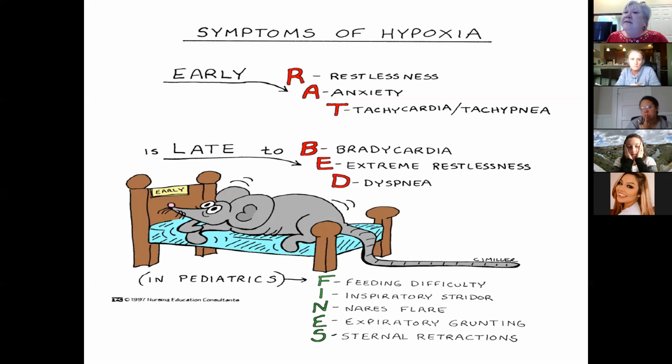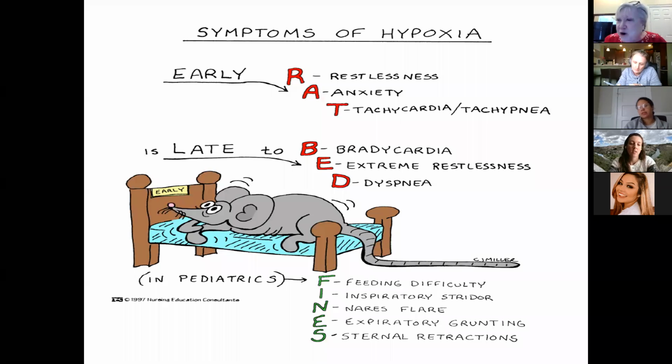Restlessness, anxiety, tachycardia, because they're trying to move more oxygen around. What did I tell you? The first dysrhythmia associated with hypoxia is sinus tachycardia. They're trying to move more oxygen around. Tachypnea, they're trying to suck in more wind. They've got to get more oxygen in there. Okay? So, late signs, well, I hope you picked it up before it got late.